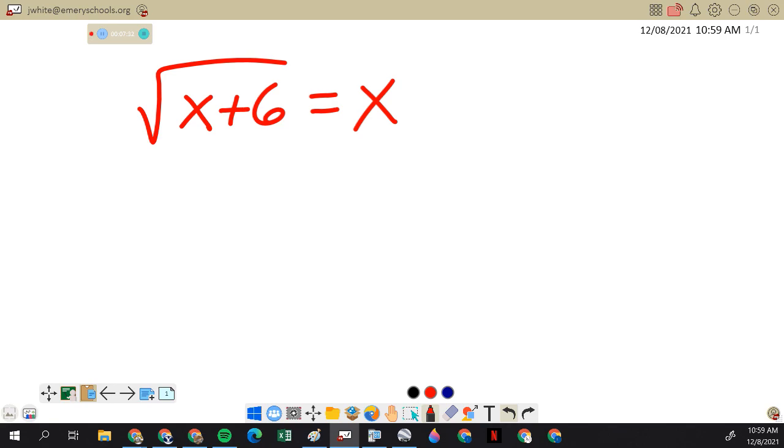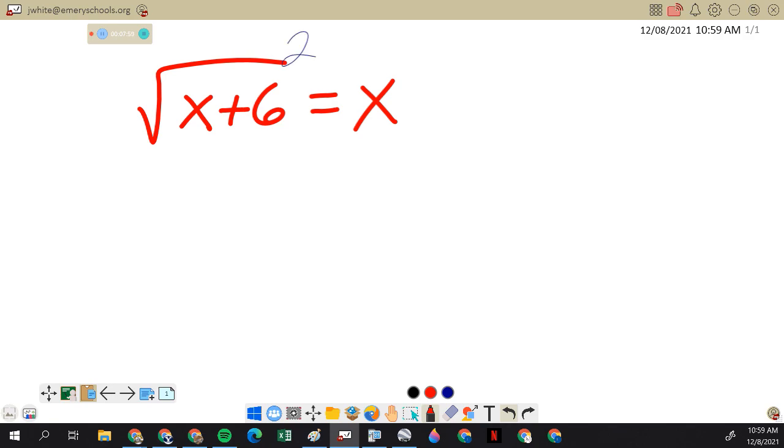Can that happen? Maybe. Why maybe? It depends on x. If I solve this and I get x equals 10, can that happen? Can x equal 10? Yeah. But what if I get x equals -3? No, it can't happen. So we're going to square both sides.